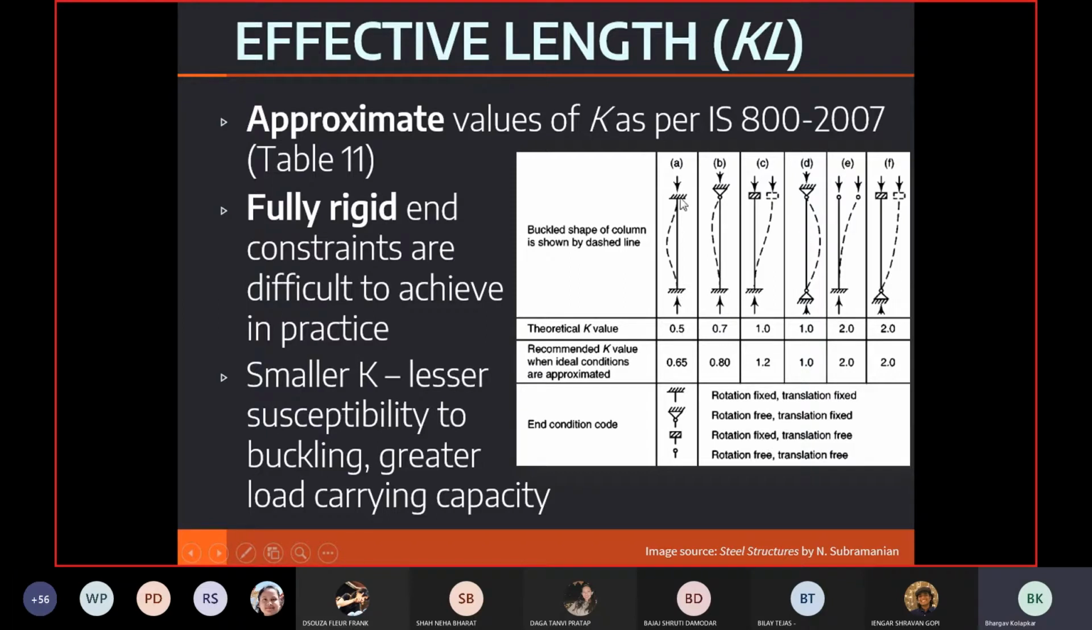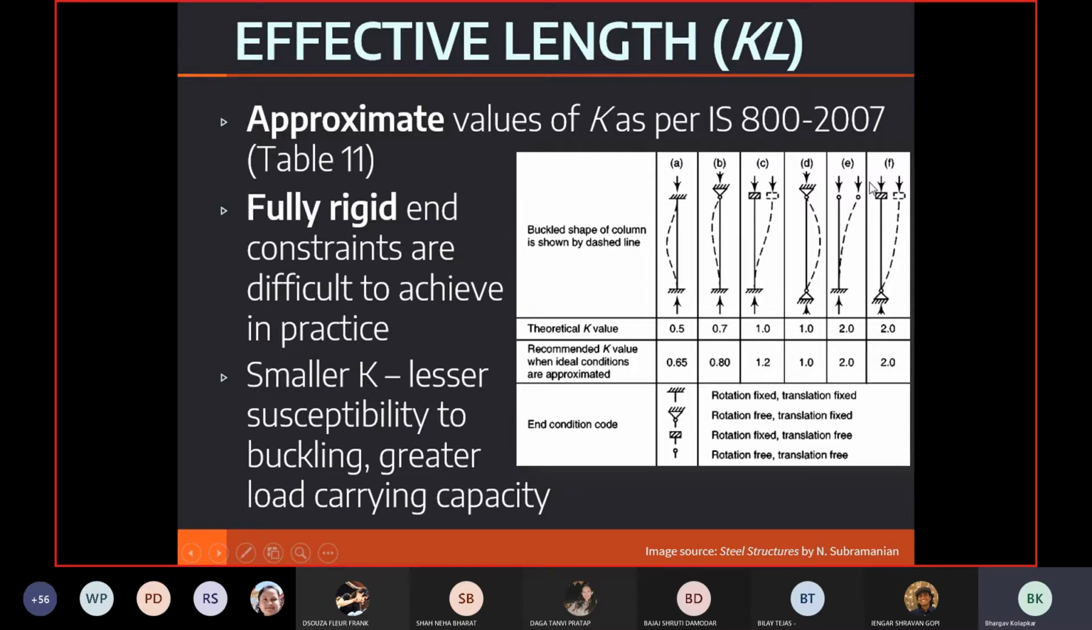For example, if both the supports are fixed, theoretically the value is 0.5, but the code says that the value that should be used is 0.65. If one support is pinned and the other support is fixed, instead of 0.7, take the value to be 0.8. Now, in case of a perfectly pinned column, it doesn't really matter, because that is a basis for defining the values of k. Therefore, the code keeps the value as 1.